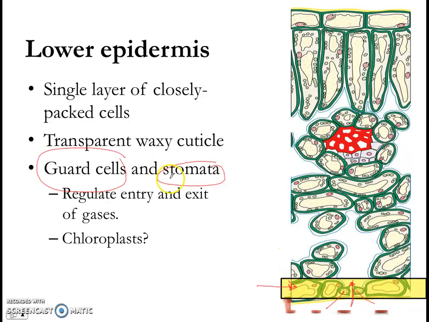So stomata and guard cells help to regulate the entry and exit of gases, and that's important for photosynthesis. Without stomata, carbon dioxide cannot enter the leaf and allow the leaf to carry out photosynthesis. Now take note, are there chloroplasts in the lower epidermis? The answer is yes, because the guard cells have chloroplasts. If you look at this diagram very closely, you will see that the guard cells have chloroplasts.